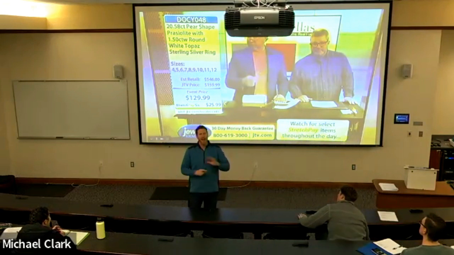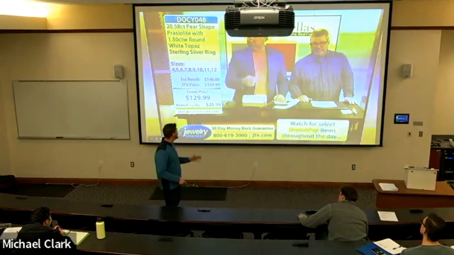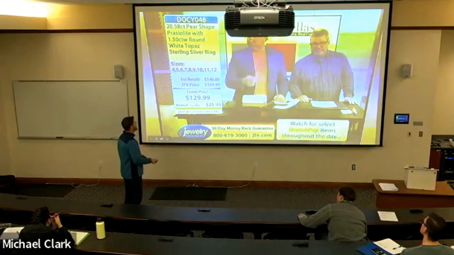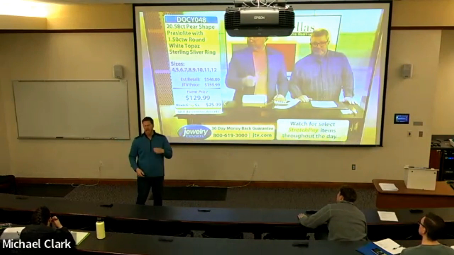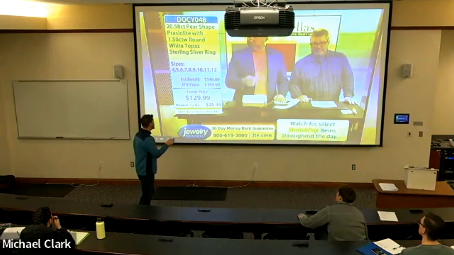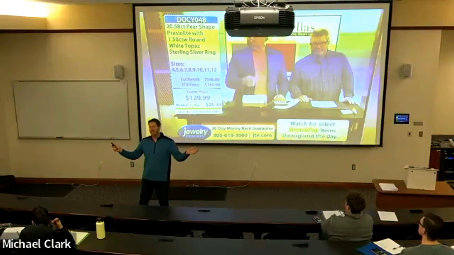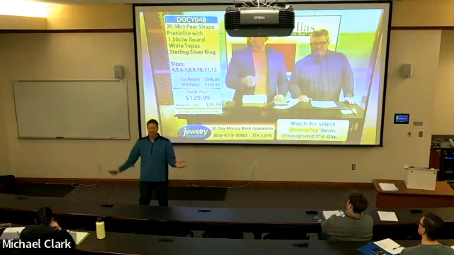And they just sell whatever is in front of them. But what they do is they get on and say, here's the estimated retail price, $546, but not our price. We get a discount because we buy in bulk, and JTV, we're good negotiators. So we're going to charge you $159. You should sell it for $550 if you go to a store, but we'll sell it to you for $159.